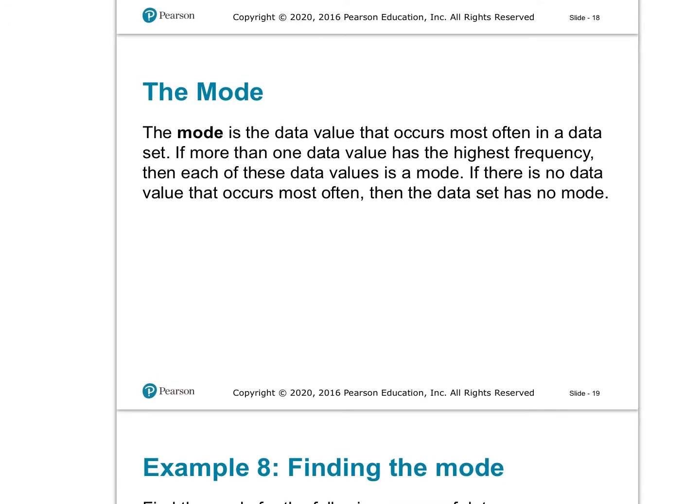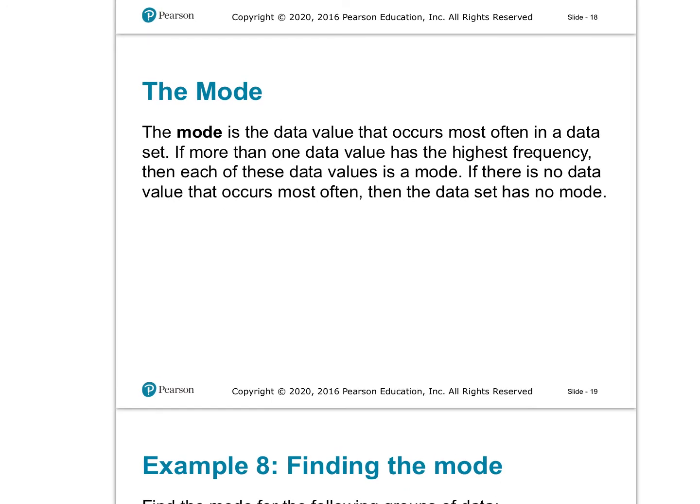All right, mode. The mode is the data value that occurs most often in a data set. If more than one data value has the highest frequency, then each of these data values is a mode. If there is no data value that occurs most often, then the data set has no mode.